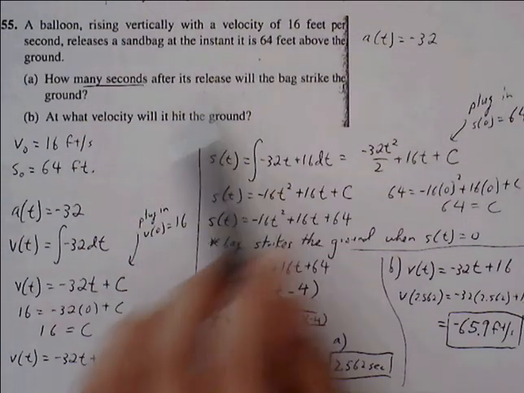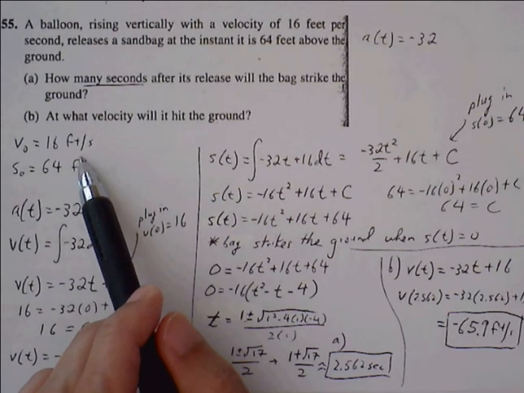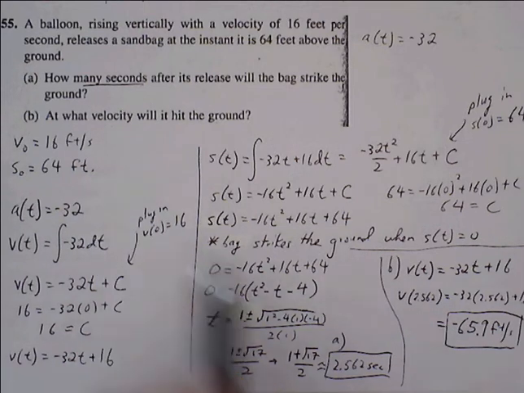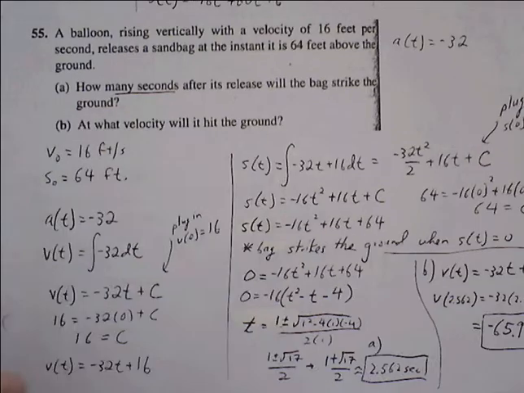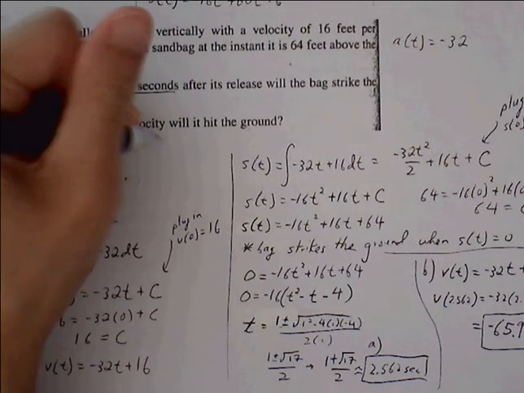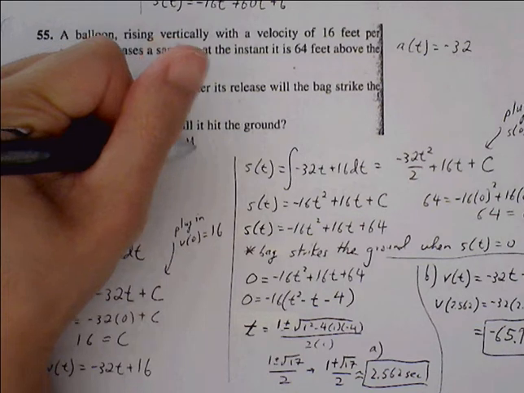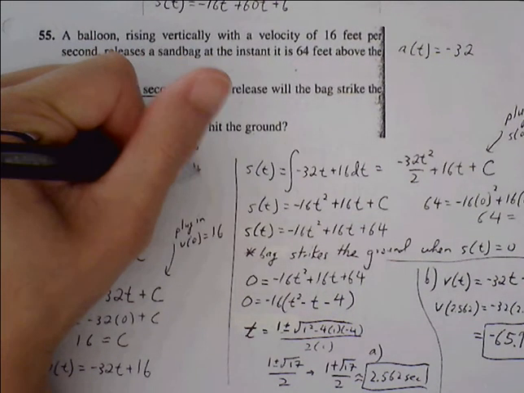So we know the initial velocity is 16 feet per second. We know that our position is 64 feet. So we have two pieces of information that will help us plug in a little bit later. So we can say v sub 0 equals 16 and s sub 0 equals 64.